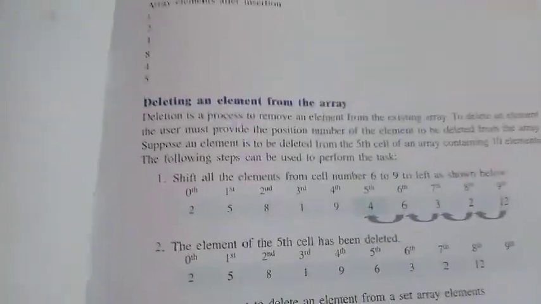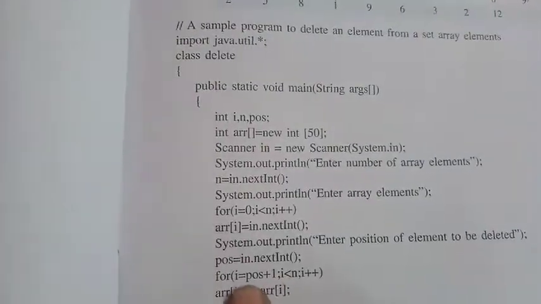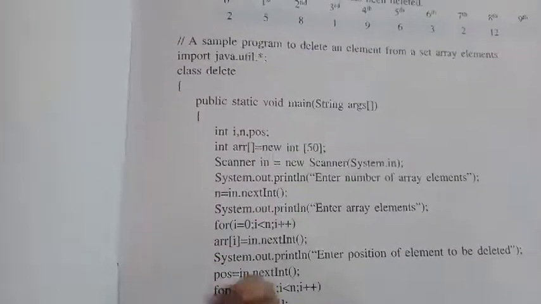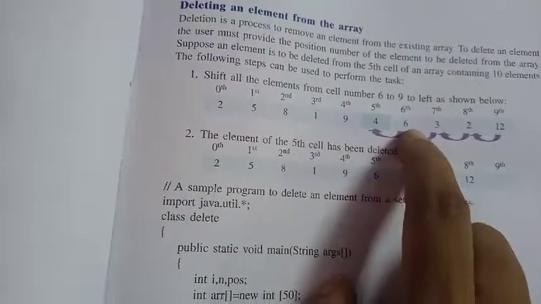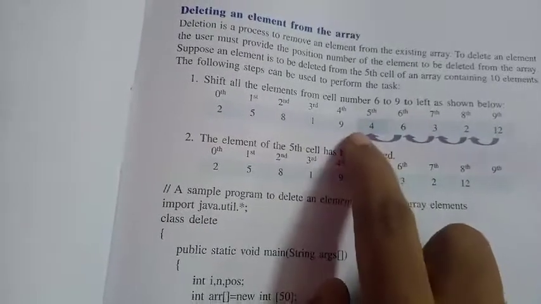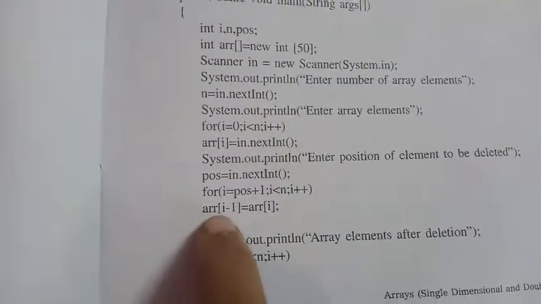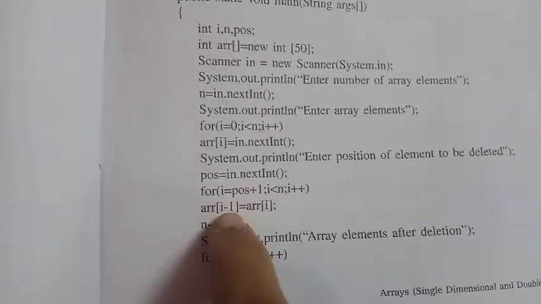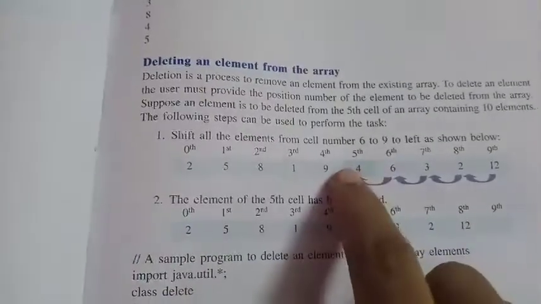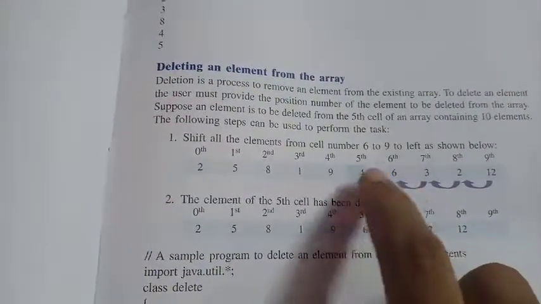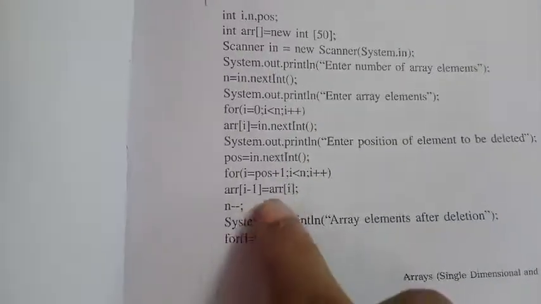Now this is the 6th position. The i value is 6, and you are going to save this 6th position's element to the 5th position. So to get the 5th position we have given i minus 1. So 6 minus 1 is 5, equal to array of 6. So in this 5th position this element will be saved. For this only this loop is there.